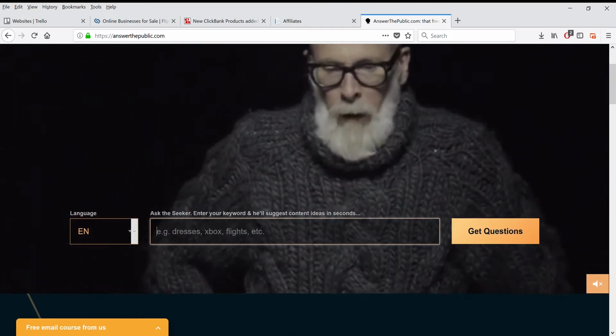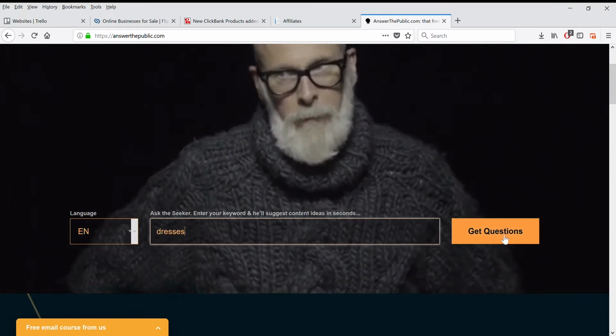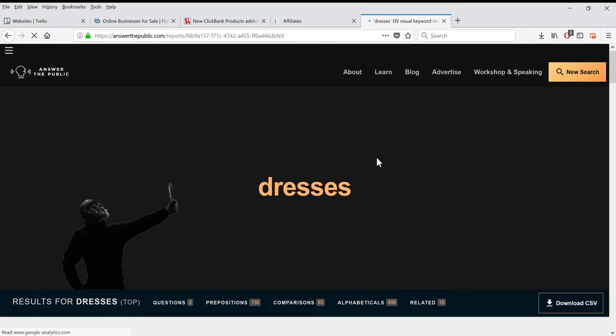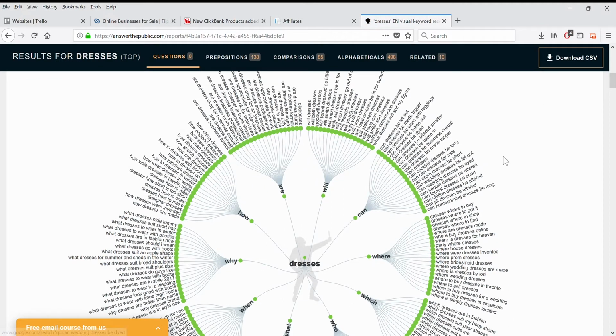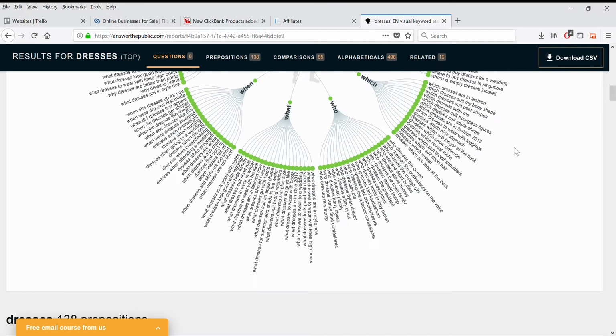If I do one, it says dresses. Clothing niche is very good; I've had some success in that niche. There's masses of keywords in the clothing niche. That seems to be working. I'm impressed at the speed of this keyword tool. It is very quick. I think it's found around 500 keywords.